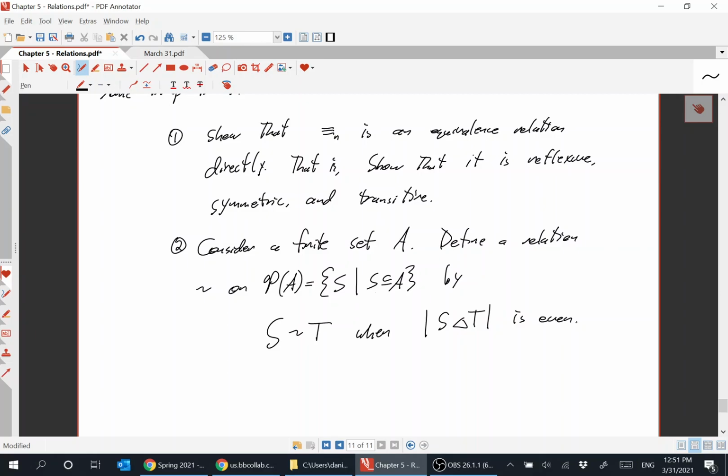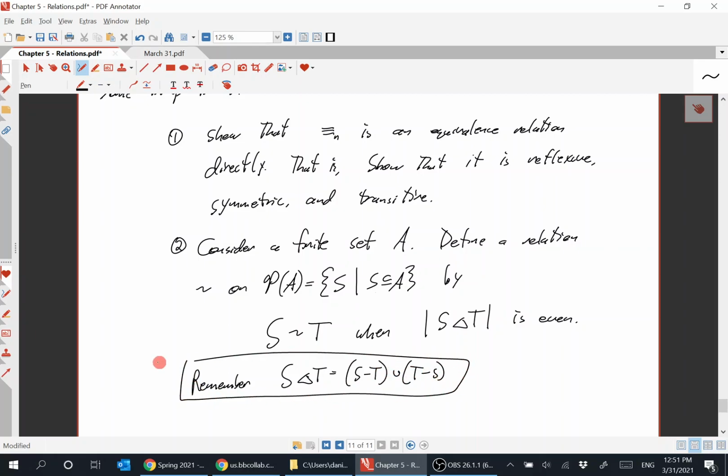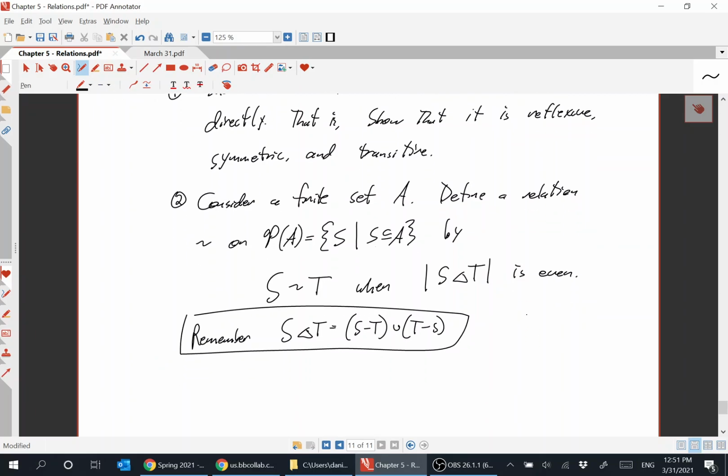What was the symmetric difference? Right. S symmetric difference T was equal to what? It's equal to S minus T union T minus S. All right, so everything in S union T, or you can think of it as S union T minus S intersect T.